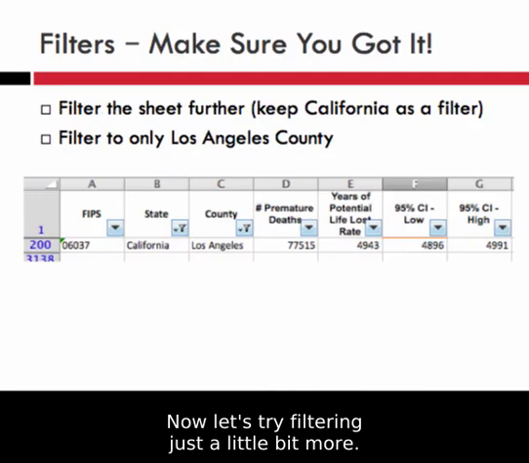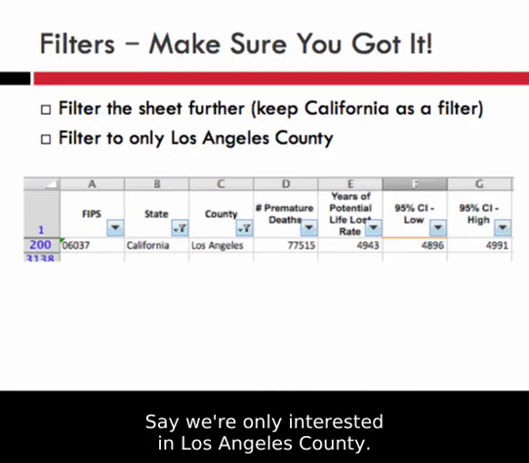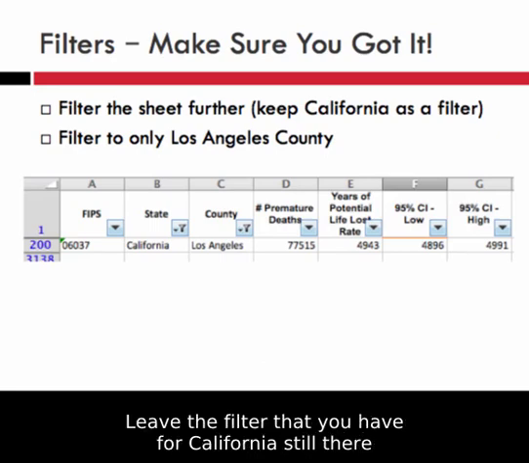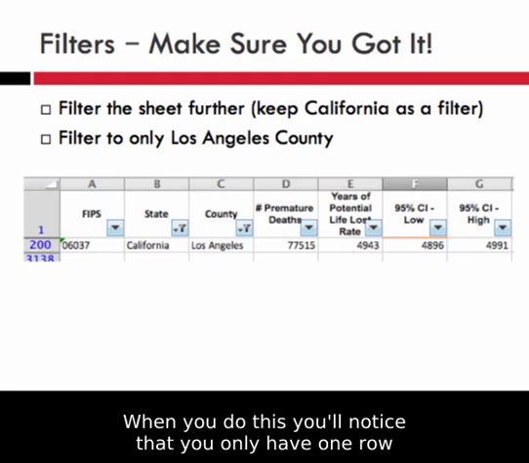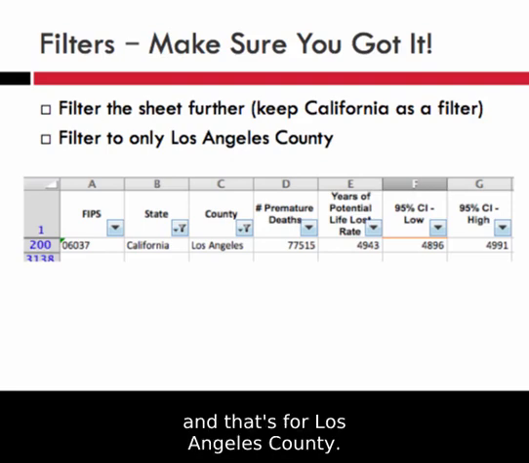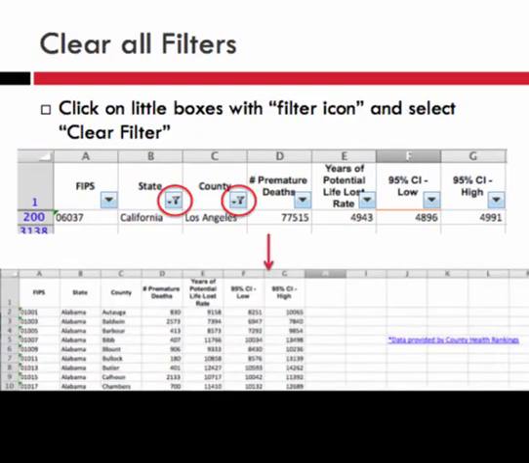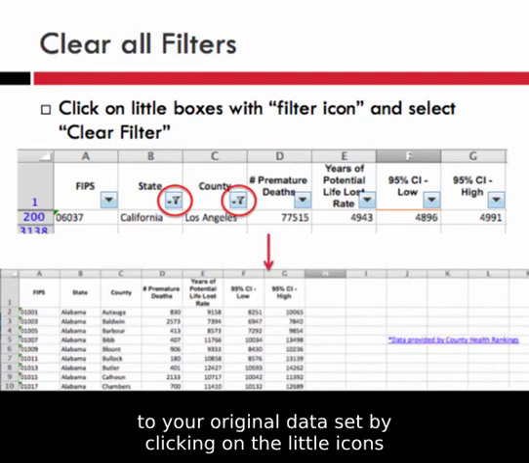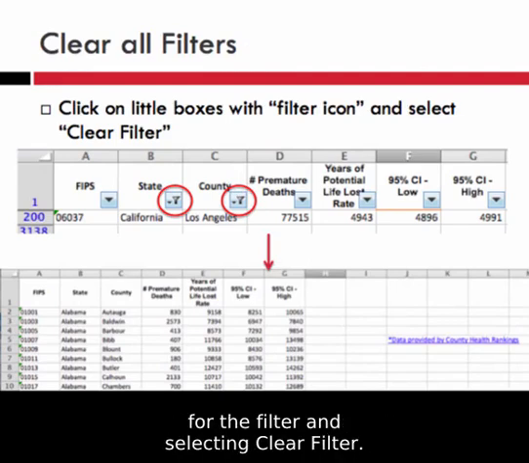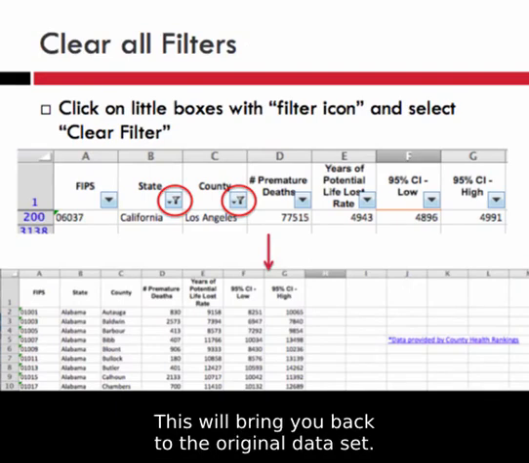Now let's try filtering just a little bit more. Say we're only interested in Los Angeles County. Leave the filter that you have for California still there and go ahead and filter down only to Los Angeles. When you do this, you'll notice that you only have one row, and that's for Los Angeles County. You can also easily clear all of the filters to get back to your original data set by clicking on the little icons for the filter and selecting Clear Filter. This will bring you back to the original data set.